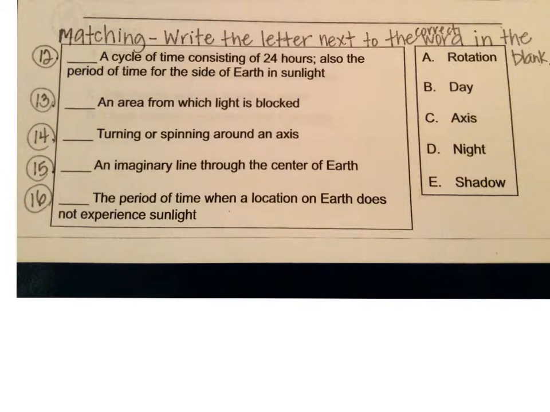Number 13, an area from which light is blocked. Number 14, turning or spinning around an axis. Number 15, an imaginary line through the center of Earth. And number 16, the period of time when a location on Earth does not experience sunlight.